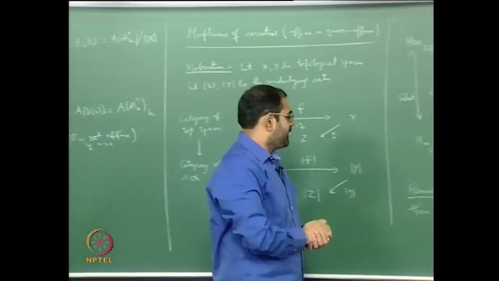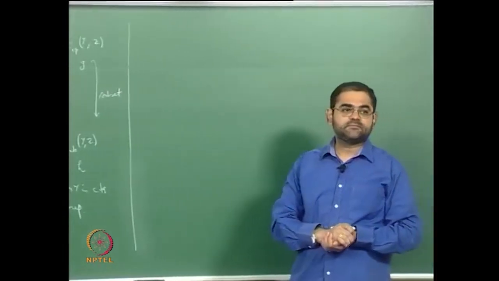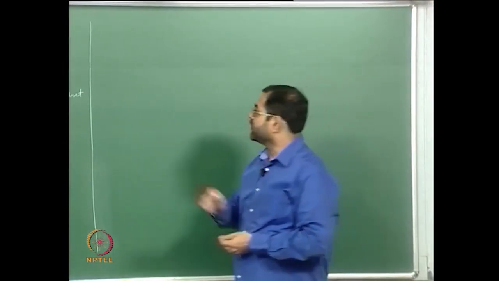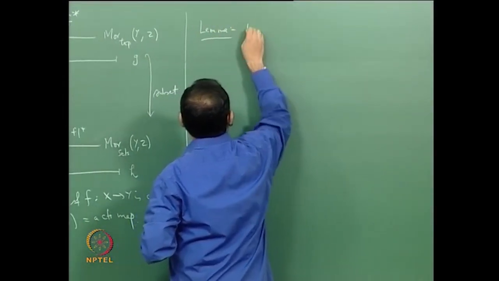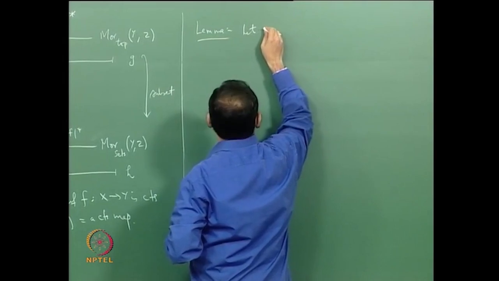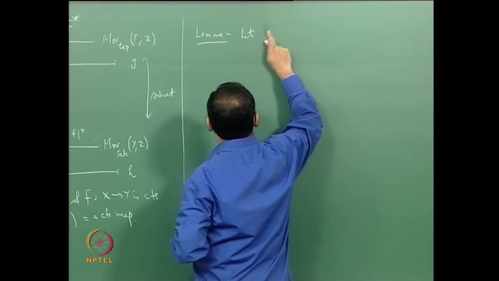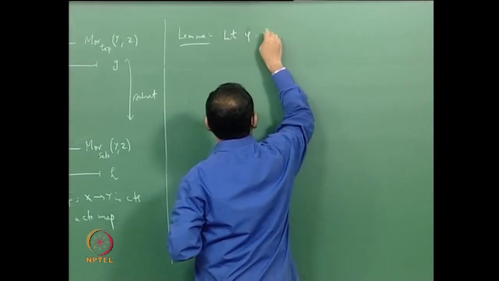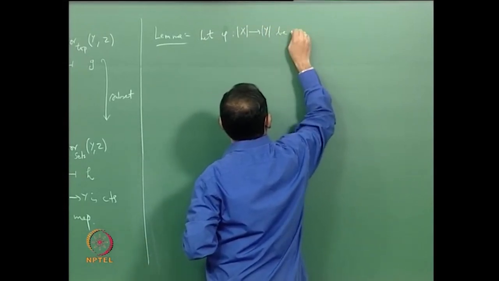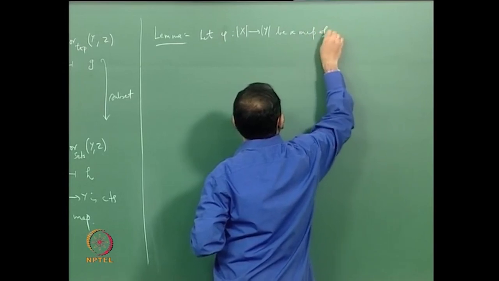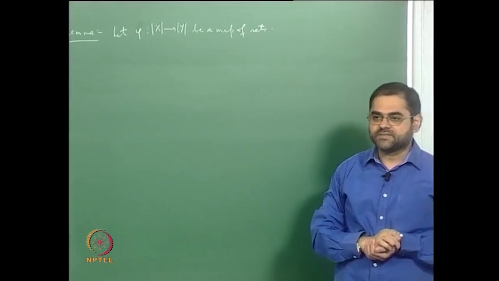But the beautiful thing is that the converse to this statement holds, and that's the power of the statement. So here is a lemma. Let phi from mod X to mod Y be a map of sets.